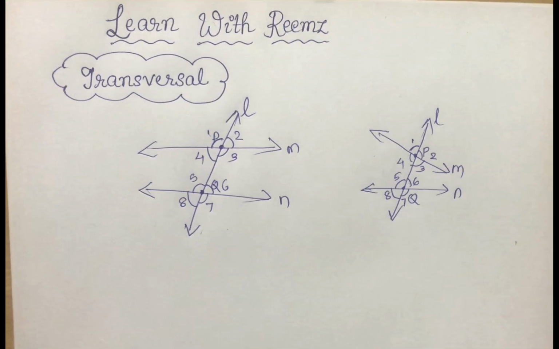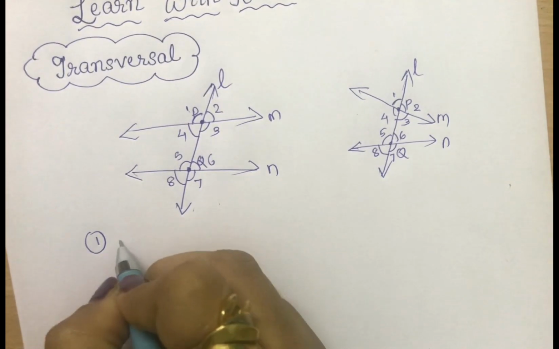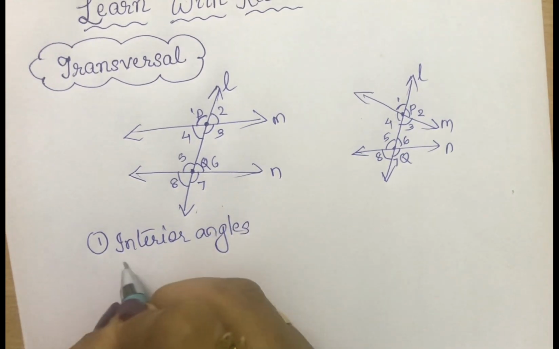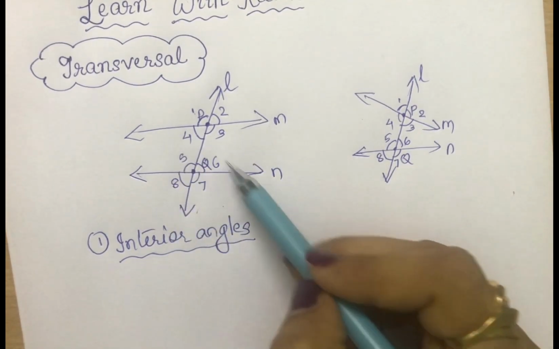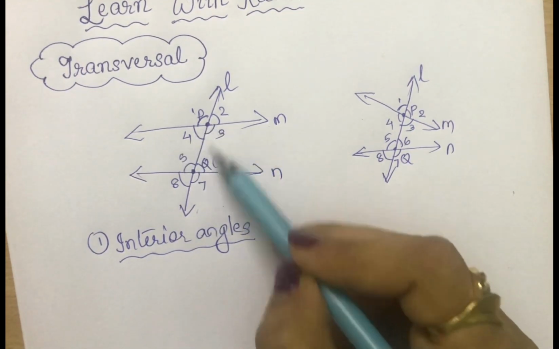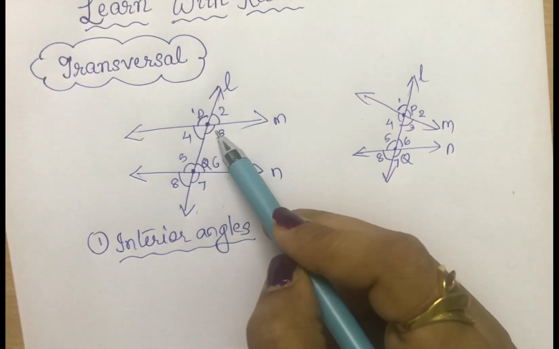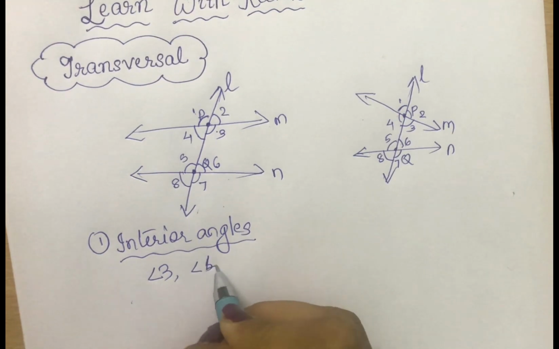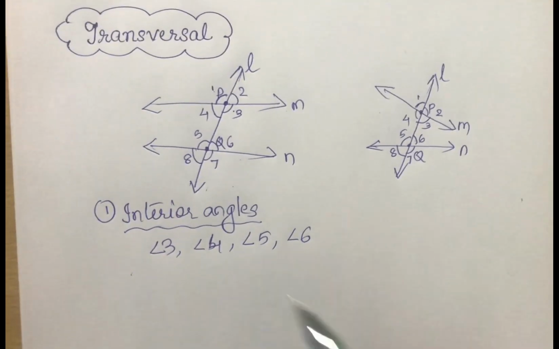Now in this chapter we will study the names of the pairs of angles formed here. The first one is interior angles. So what are the interior angles formed here? The interior angles are the angles which are formed between the two lines, not outside of the two lines, inside of the two lines. That is angle 3, 4, 5, 6. Angle 3, angle 4, angle 5 and angle 6 are the interior angles of this transversal.